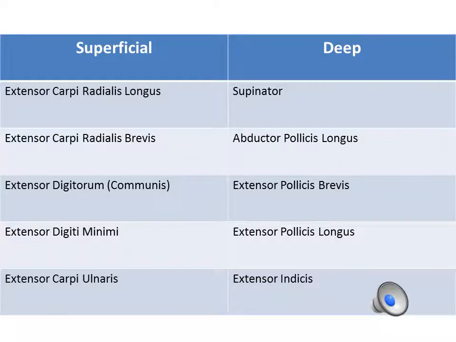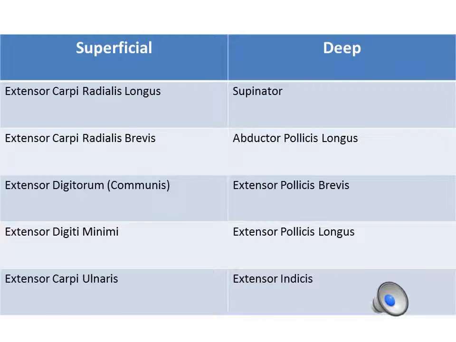There are a total of 10 posterior forearm muscles. They are divided into two groups, the superficial muscles and the deep muscles. The superficial muscles include the extensor carpi radialis longus, extensor carpi radialis brevis, extensor digitorum communis, extensor digiti minimi, and extensor carpi ulnaris.